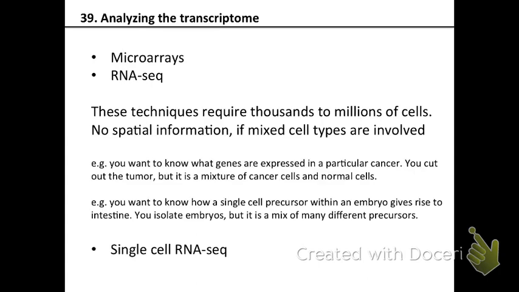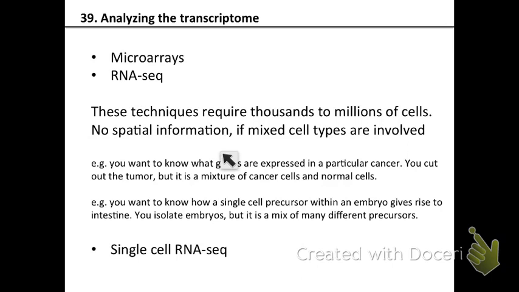All right. So these microarrays and RNA-seq are awesome, but they require the collection and isolation of a population of cells, okay? So they're limited. They require thousands to millions of cells, and you get no spatial information, right? So you don't know where genes are expressed in a tissue, because you take that tissue and put it in a tube. You lost all that information, right?